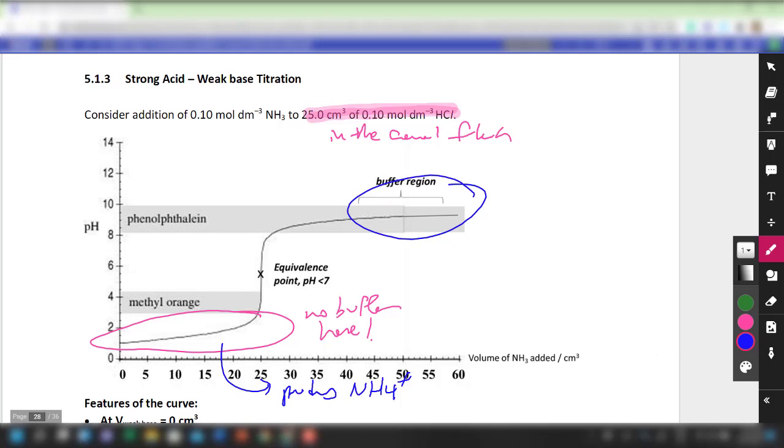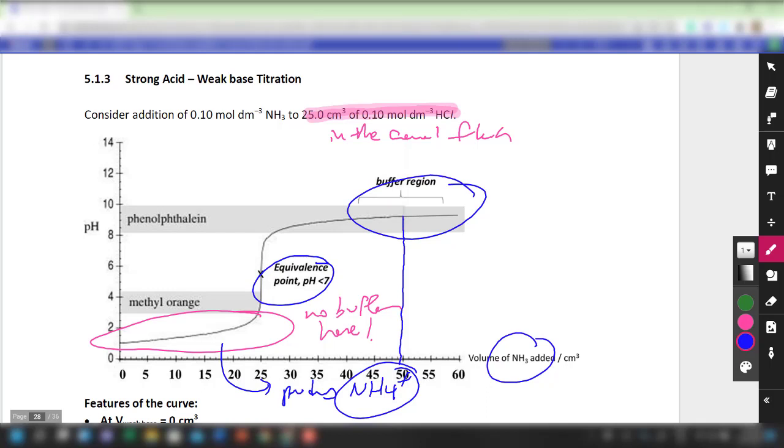The buffer is only produced after the equivalence point, because after the equivalence point, any ammonia added, the combination of ammonia and ammonium, will contribute to a region of buffer or a buffering region. As to where is the ideal buffering region, this is no longer called half equivalence point. It's essentially the equivalence point times 2. So this will be the ideal maximum buffer capacity.